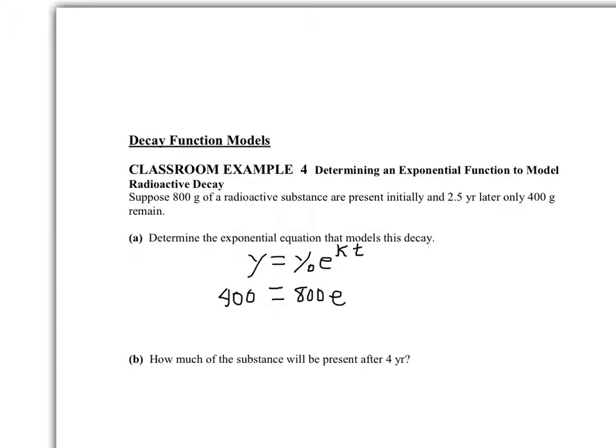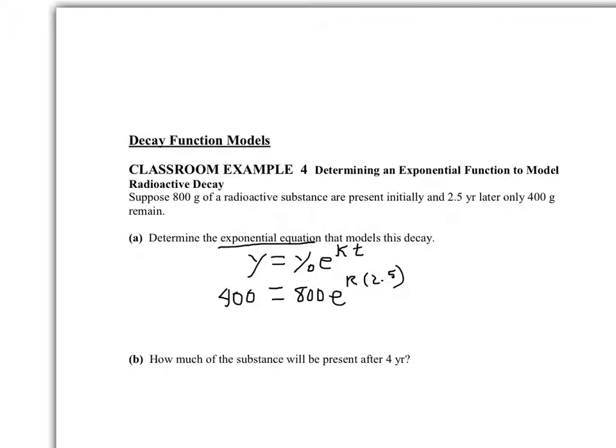Now, do I know the k? Or am I going to need to figure out what k is? I think I better figure out what k is. I need it in order to write the exponential equation that would model this. But I do know what the t is. It ended up cutting the amount of material in half. The radioactive material was cut in half 2.5 years later. So that's k times 2.5.